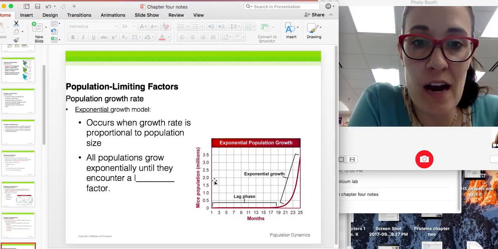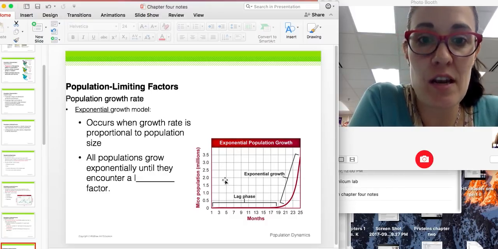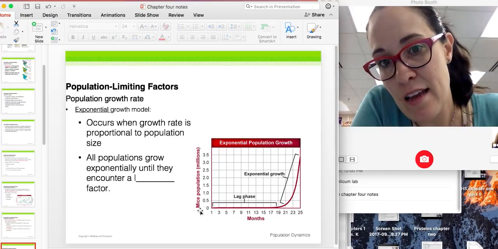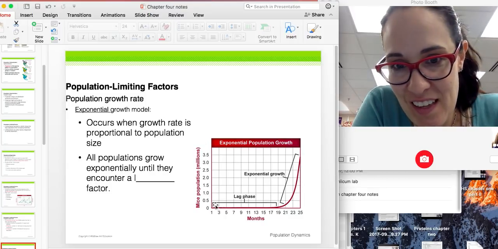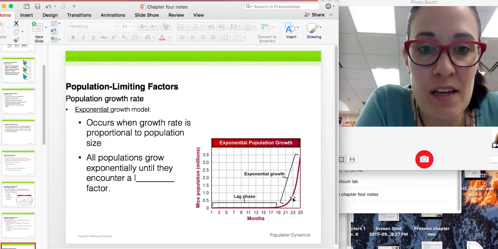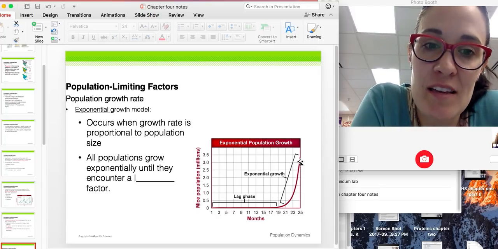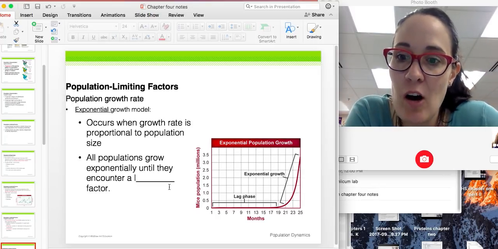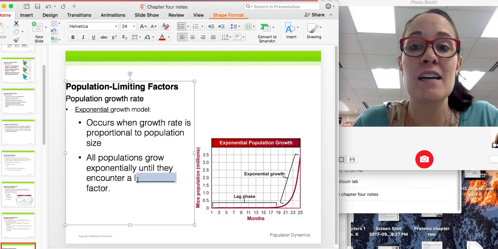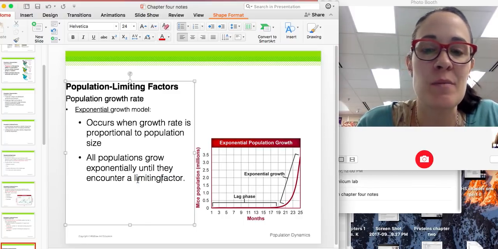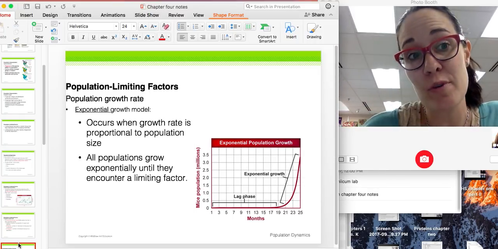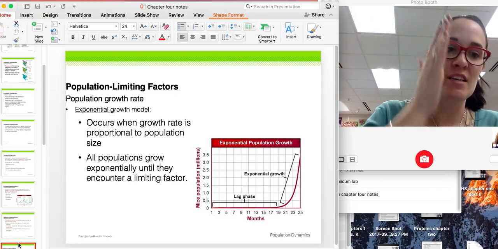One of the first types of graphs that I want you to know about is the exponential population growth. Over time, we see the months here on the x-axis, and then mice population in millions. Exponential growth is when growth is slow to start out, but then increases at a rapid rate. This is called exponential growth. All populations grow exponentially until they encounter some kind of limiting factor, those factors that we just talked about: disease, competition for resources, etc., that prevent them from continuing to grow exponentially.